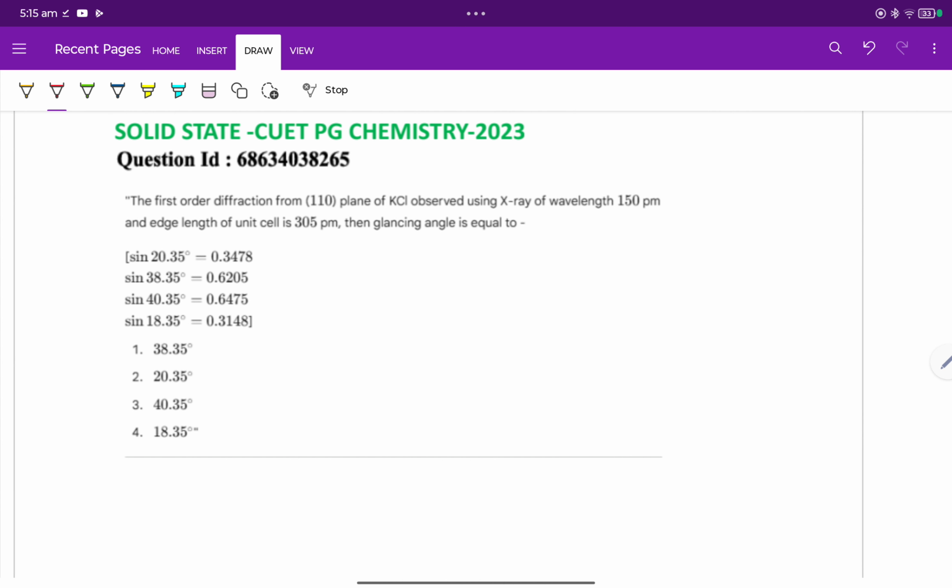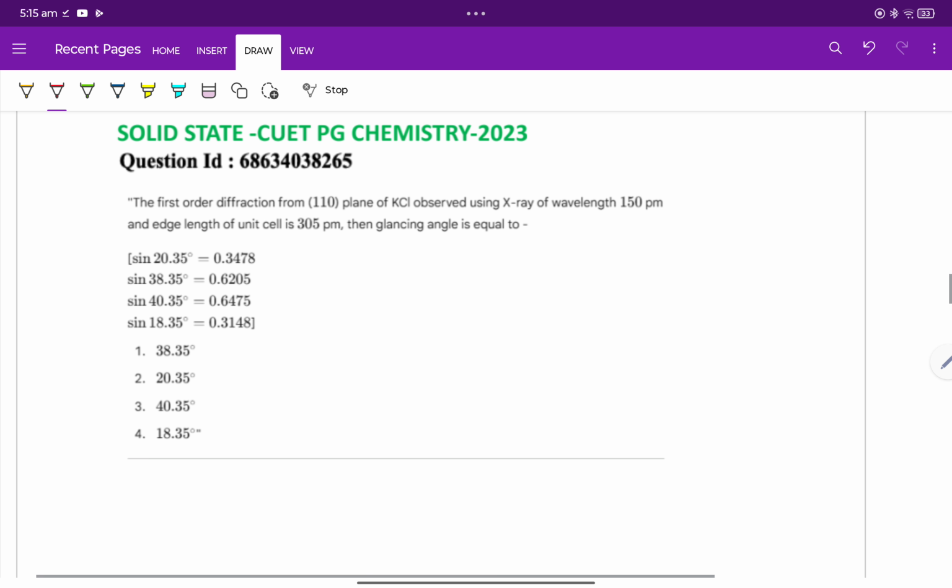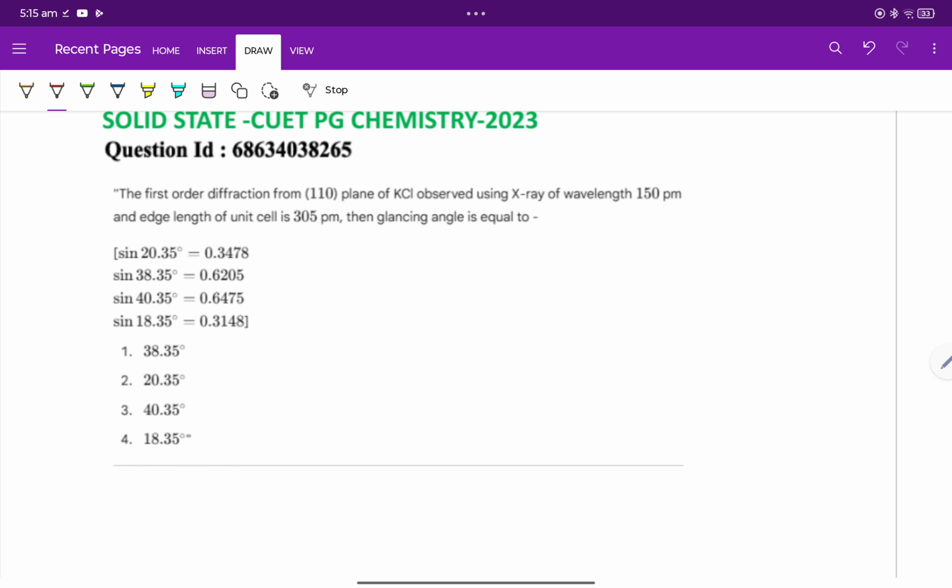This question is from the 2023 paper. Let us read the problem carefully. The first order diffraction pattern from the 110 plane of KCl, using X-ray wavelength 150 picometer and an edge length of unit cell 305, then the glancing angle is equal to. So you're asked to determine the glancing angle of this X-ray diffraction experiment.